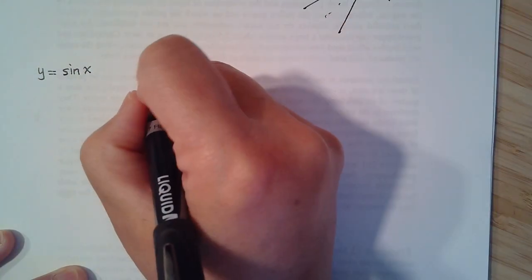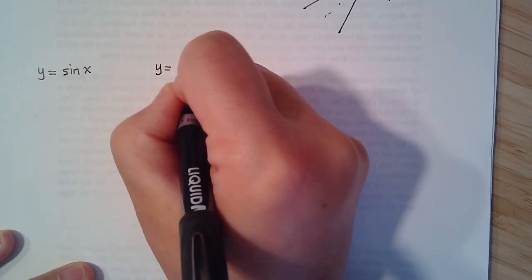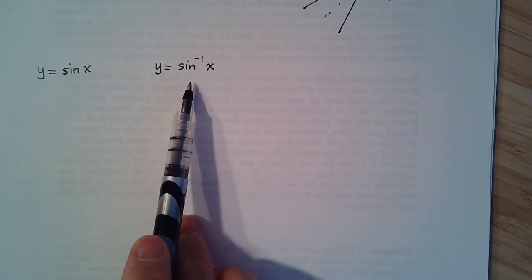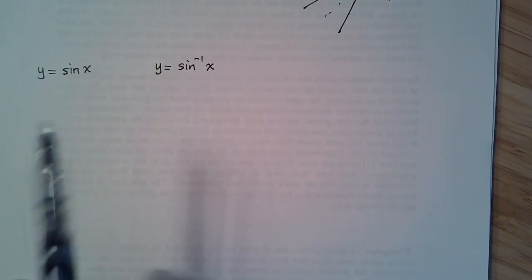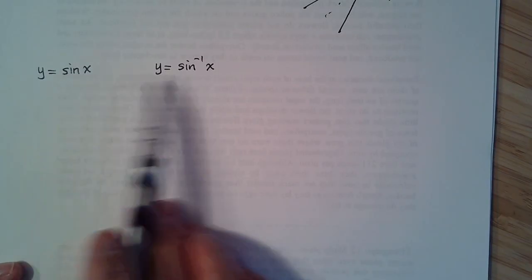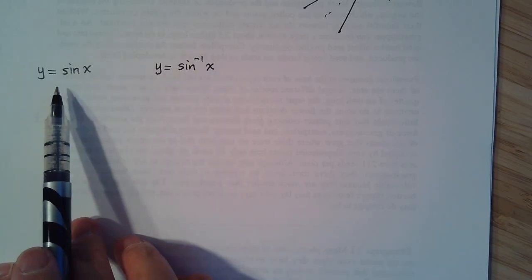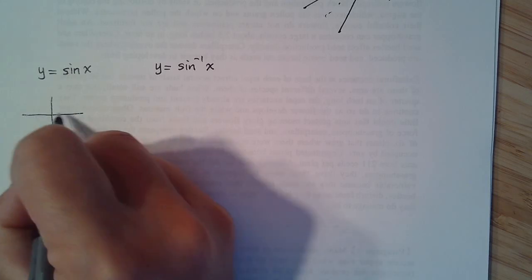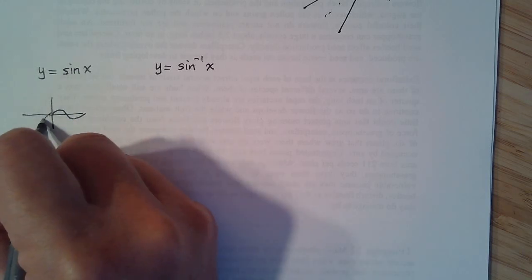Okay, first one. The original function, we know, is y equals sine x. And the inverse function will be y equals sine inverse x. So this is the trig function, and this is the inverse trig function, or inverse sine, or sine inverse. Now we know this graph, y equals the sine function. It looks like this, doesn't it?